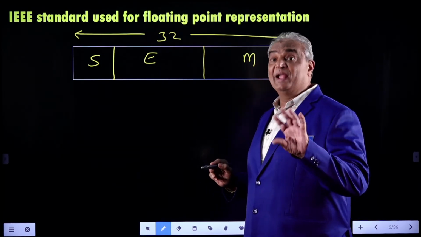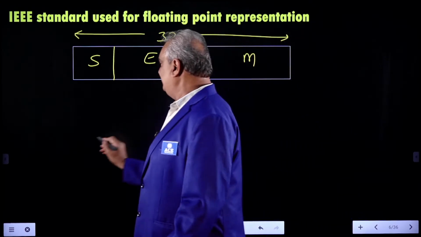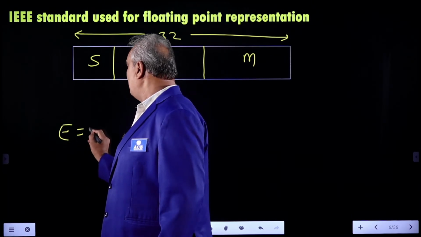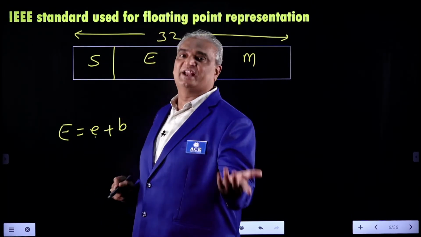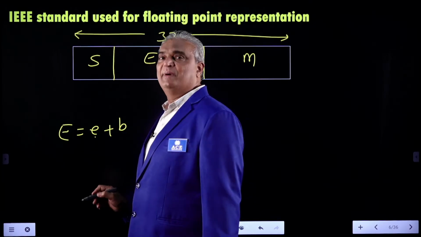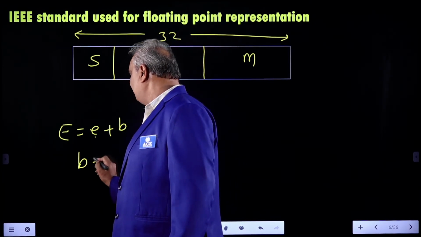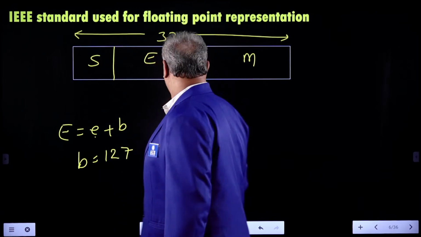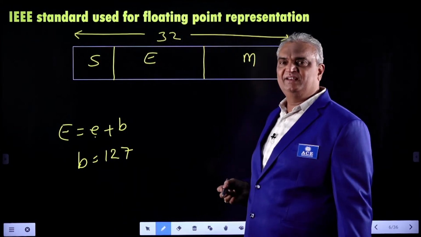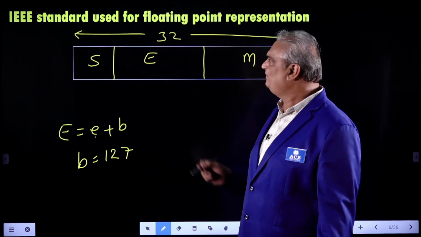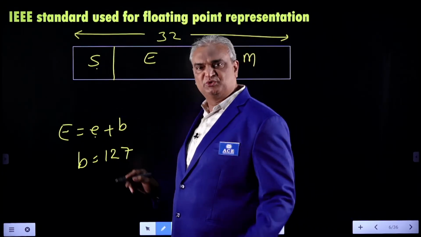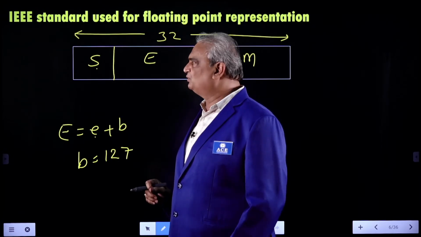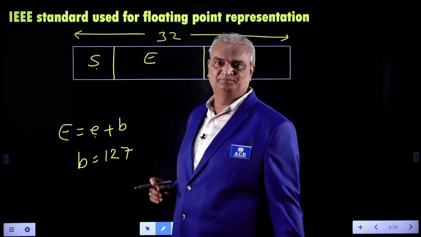It is the biased exponent. What is capital E? It is nothing but small e plus b. What about small e? True exponent. What is b? Biasing value. Here the biasing value is fixed, 127. Mantissa is expressed in signed magnitude form only. What about this S? Sign bit. S is 0 for positive data. When the mantissa is positive, 0, otherwise 1.